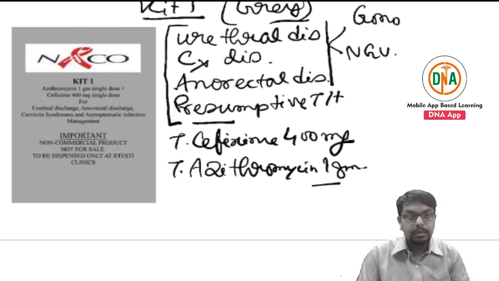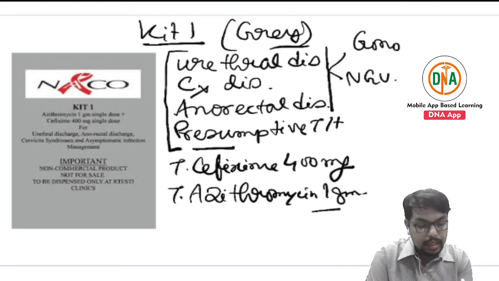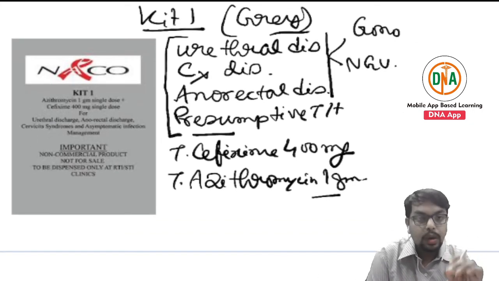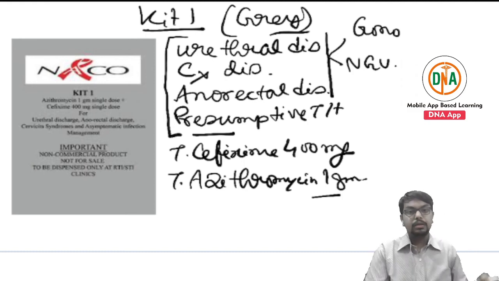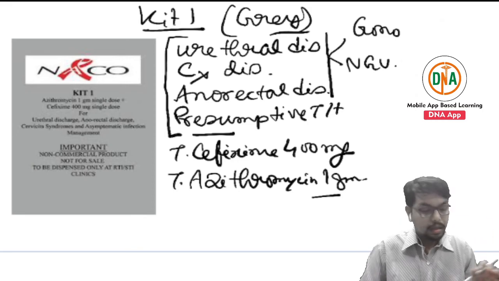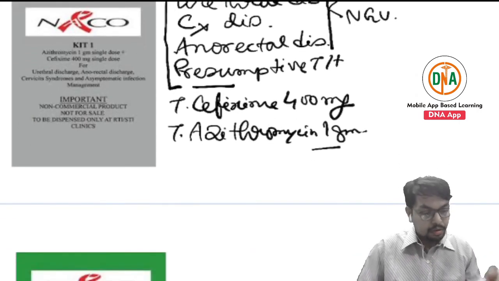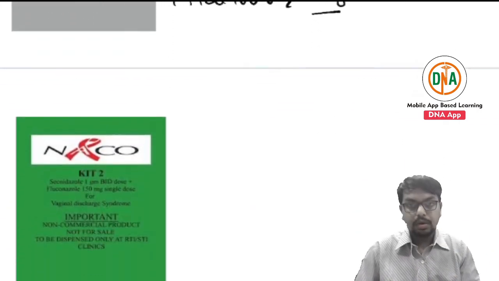If a patient comes to the STI clinic with some complaint other than these features, then KIT 1 is given even without the symptoms, because gonococcal and non-gonococcal urethritis have very grave sequelae. They can lead to ectopic pregnancy, they can lead to infertility. So irrespective of the presence of these symptoms, KIT 1 is provided to the high-risk group patients, okay? So this is called presumptive treatment. This is for gonorrhea and non-gonococcal urethritis for the high-risk group.